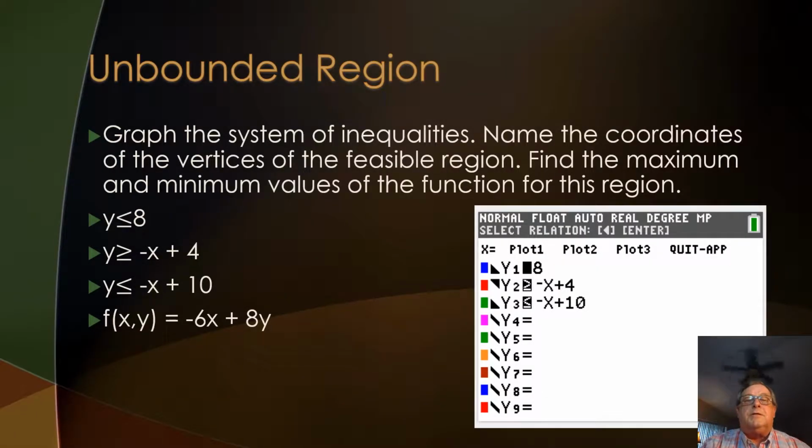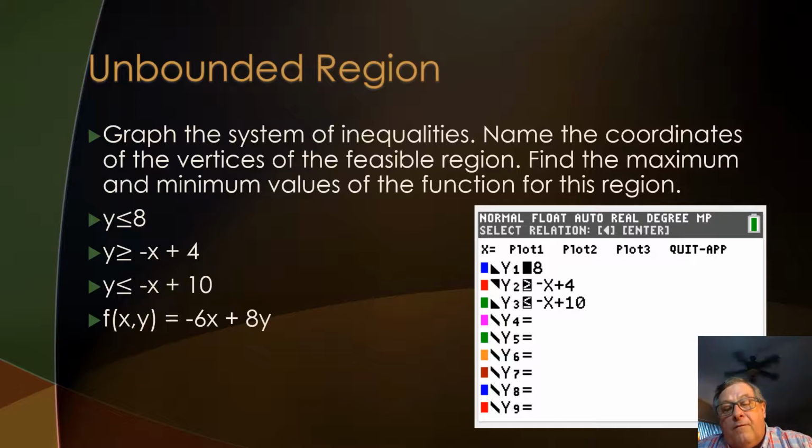If our system of inequalities does not create or form a closed region, we then have what is called an unbounded region. And so here we're going to look at a couple of examples of such. Just graph the system of inequalities, name the coordinates of the vertices of the feasible region, find the maximum or minimum values for the function of this region.